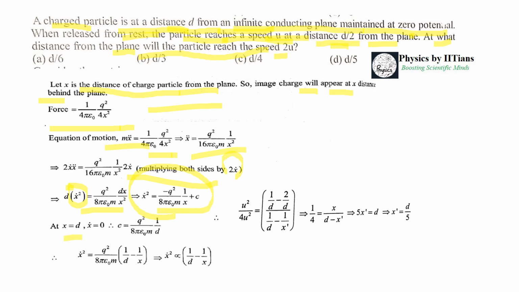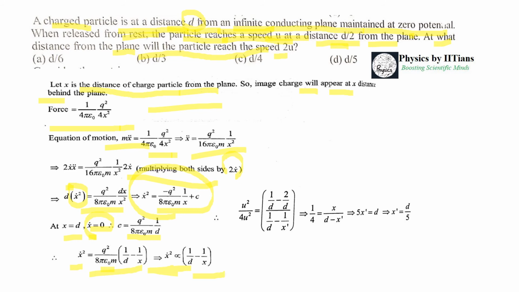Now at x equals d, the initial distance, x dot, that is dx dt, the velocity of the particle, is 0 because it was initially at rest. So the constant c will be q square by 8 pi epsilon naught m into 1 by d. So what we will get? You will get x dot square equals q square by 8 pi epsilon naught m into 1 by d minus 1 by x.